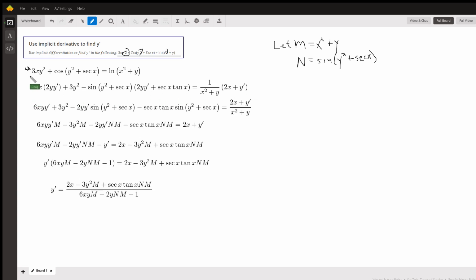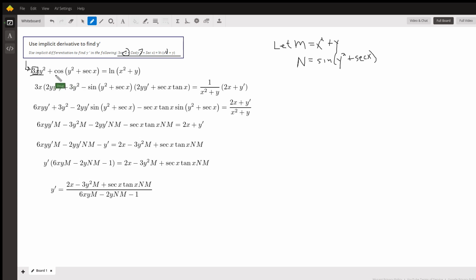Okay, so by implicit differentiation, for this first term, we have to use the product rule. I like to think of 3x as the first function and y squared as the second function. So it's the first function times the derivative of the second, which is 2y, y prime, plus the second function times the derivative of the first, 3y squared.